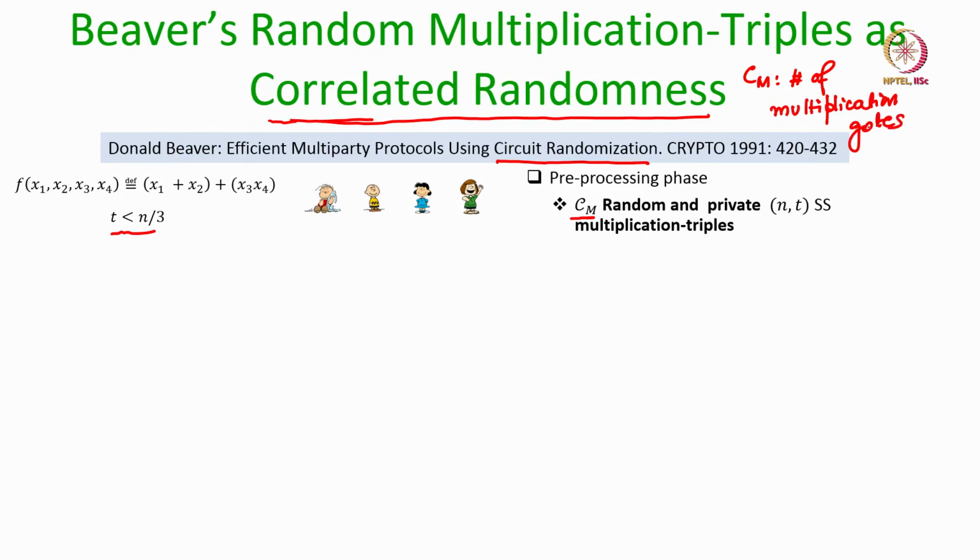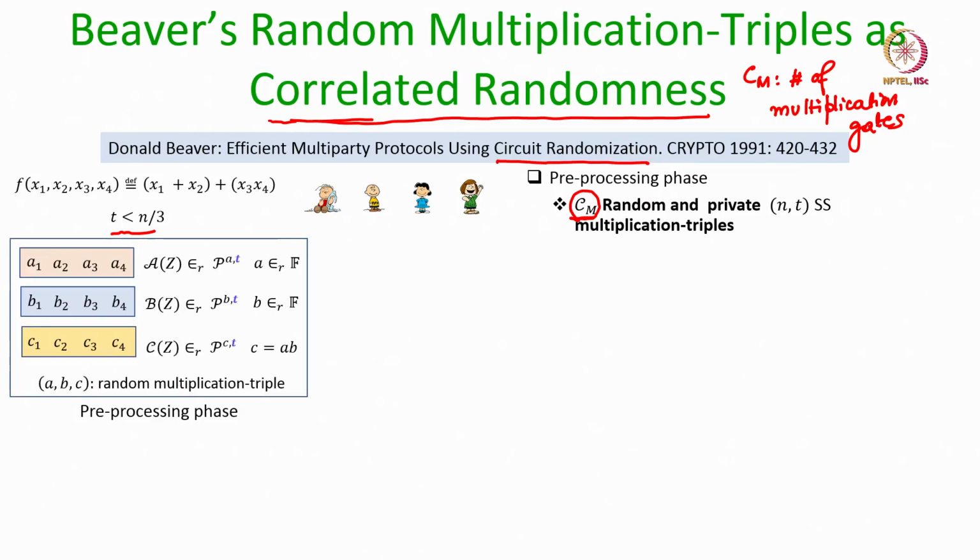Okay. So, it is not necessary that the parties generate just Cm number of secret shared multiplication triples. If it is known in advance that the same function needs to be evaluated say 1000 times or a million times, and if there are Cm multiplication gates, then they can generate 1000 times Cm or a million times Cm secret shared multiplication triples well in advance in the pre-processing phase.